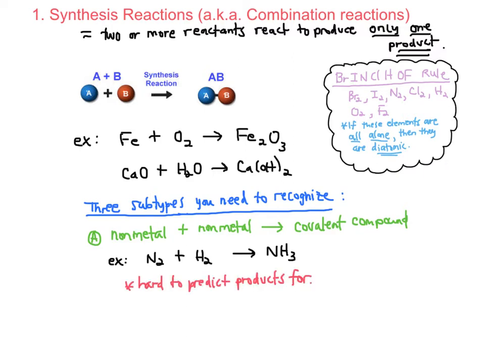So these types of synthesis reactions where you have 2 nonmetals forming covalent compounds are pretty tricky and they're hard to predict products for. The reason is that these 2 nonmetals could combine in a number of ways. They could produce NH3, but they can also produce N2H2 or just NH2 or a whole bunch of different compounds. Because we're not matching them up by ion charges because they're not ionic, they're very tricky to predict products for. So I won't ever make you predict the products of 2 nonmetals joining into a covalent compound.